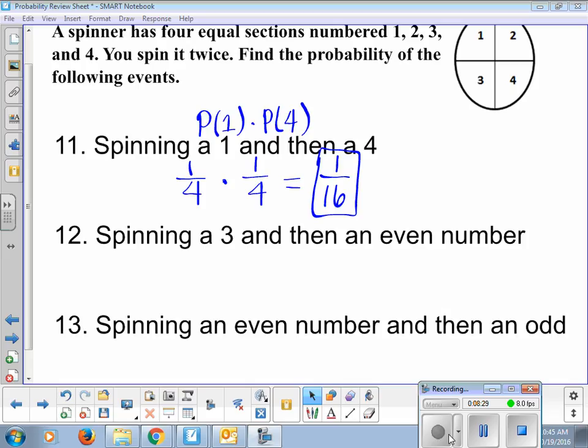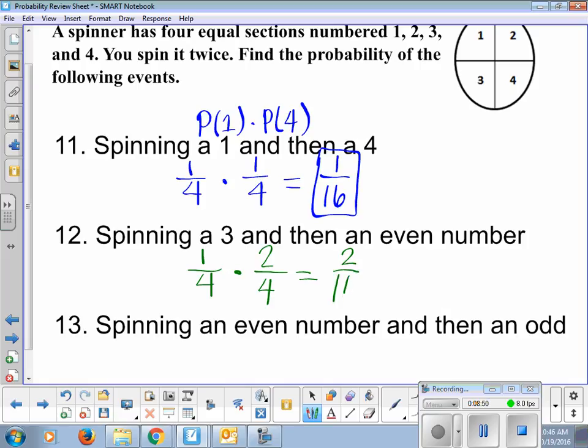Okay, for number 12, spinning a 3 and then spinning an even number. How many 3s do we have on our board? 1, so it's 1 out of 4. And how many even numbers do we have? 2 out of 4. We multiply. 1 times 2 gives us 2. 4 times 4 is 16. And we can simplify this to 1/8.